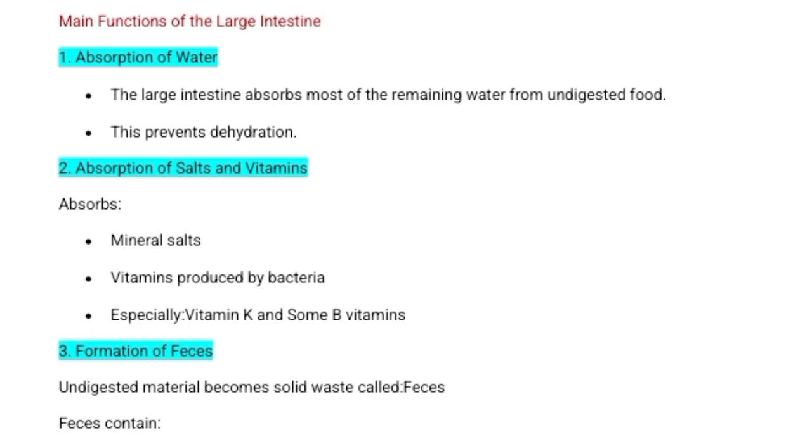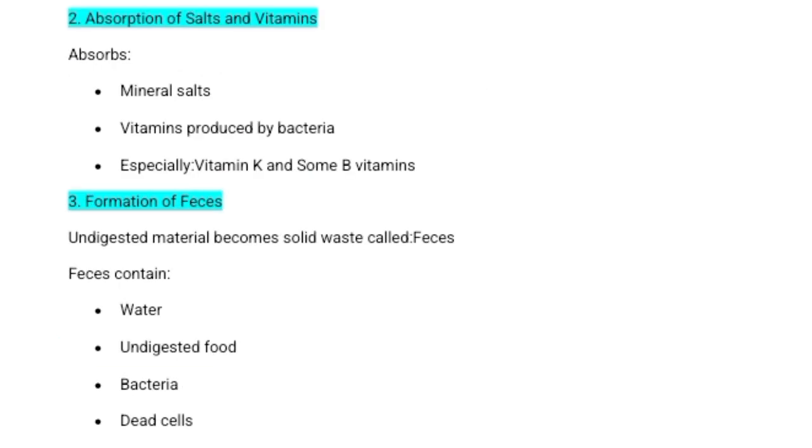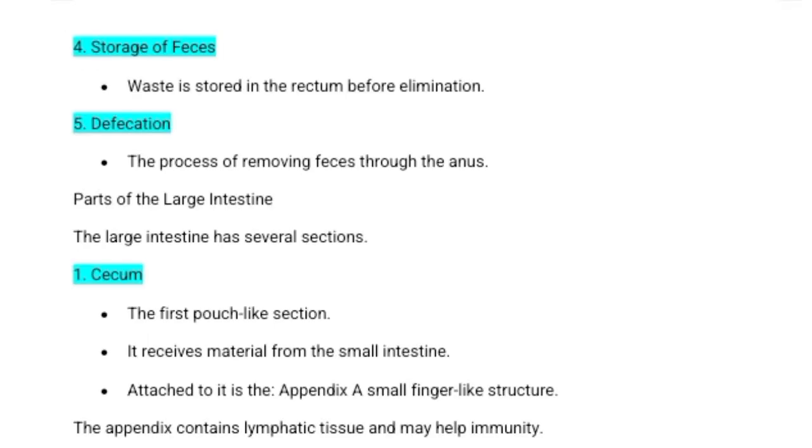1. Absorption of water. The large intestine absorbs most of the remaining water from undigested food. This prevents dehydration. 2. Absorption of salts and vitamins. Absorbs mineral salts, vitamins produced by bacteria, especially vitamin K and some B vitamins. 3. Formation of feces. Undigested material becomes solid waste called feces. Feces contain water, undigested food, bacteria, dead cells. For storage of feces, waste is stored in the rectum before elimination. 5. Defecation. The process of removing feces through the anus.